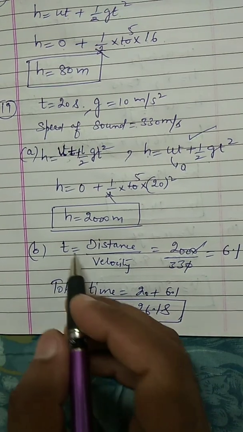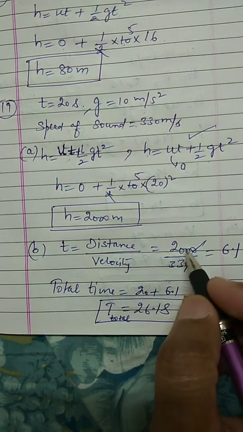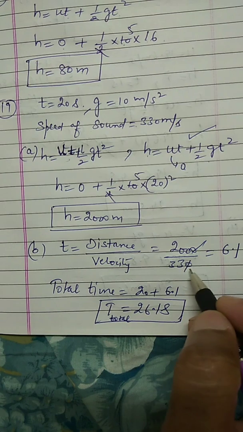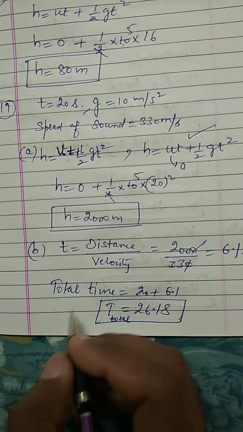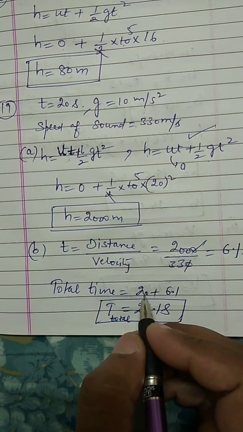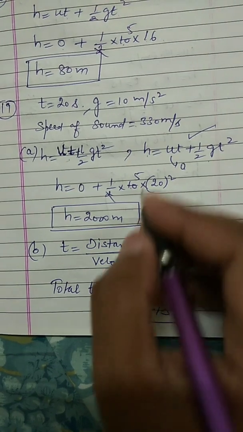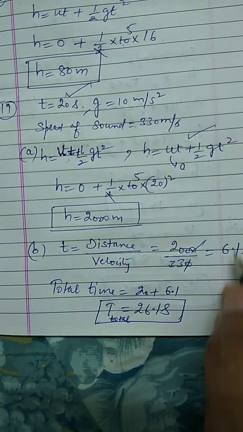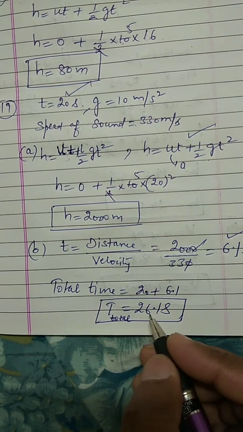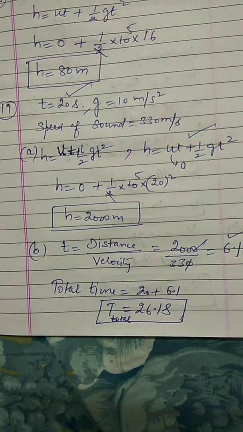Now B part, t is equal to distance upon velocity. Distance is 2000 upon 330, 6.1 second. Now total time 20 plus 6.1. 20 is this time and 6.1 is this time, so total time is 26.1 second.